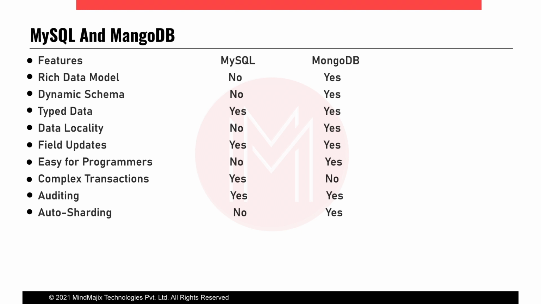Complex transactions are not there in MongoDB, because it does not satisfy complex transactions; the transaction is very simple, with no need to complicate. It is easy to communicate between the database server and the client. Then auditing and auto sharding are all achieved in MongoDB. This is a major plus point compared with MongoDB and other technologies.